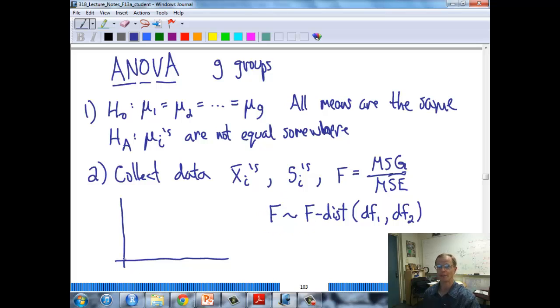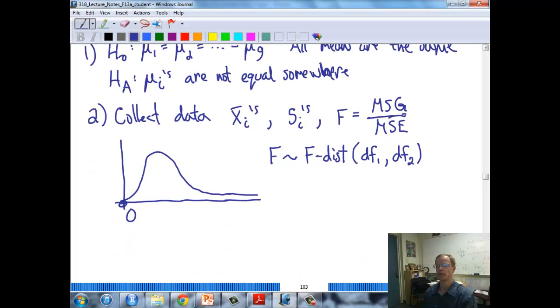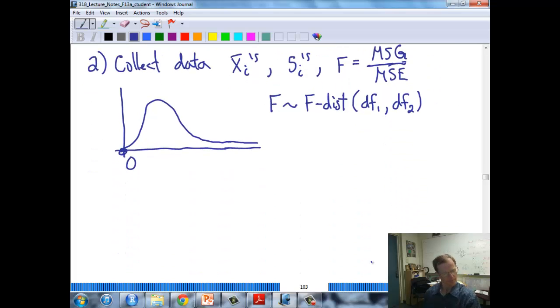Since these are made out of squares, it starts at 0, and it's always skew right. So it kind of looks like the chi-square distribution. And the question is, if we're too far to the right, we're going to reject the null. If we're closer over to the left, we will not reject the null. So what is really going on here? Let me just finish the test and then get into the details.